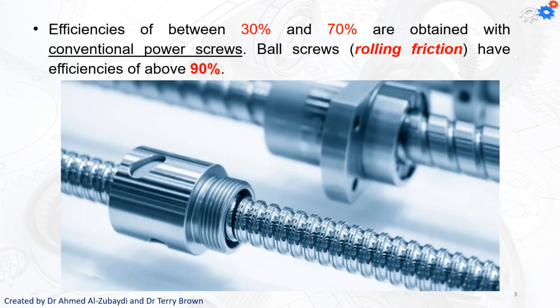Efficiencies between 30% and 70% are obtained with conventional power screws. On the other side, we have another type which is called the ball screw, which is going to do a rolling friction instead of sliding friction, and has efficiencies of above 90%. And we're going to cover that in the second part of today's topic.